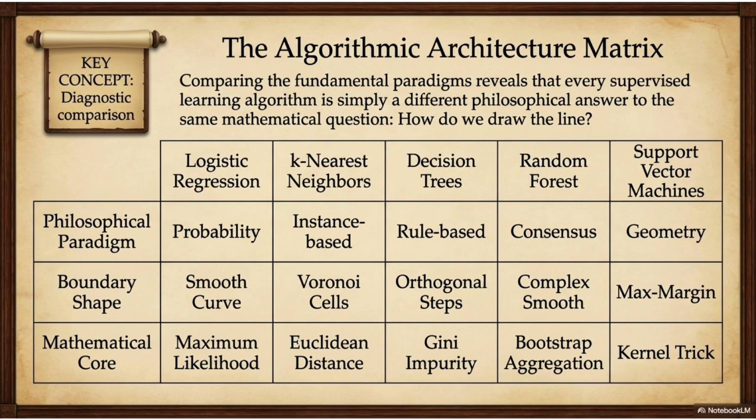Every algorithm asks the same question differently. How do we draw the line? Probability, memory, rules, consensus, or geometry. Each is a philosophical approach to classification.